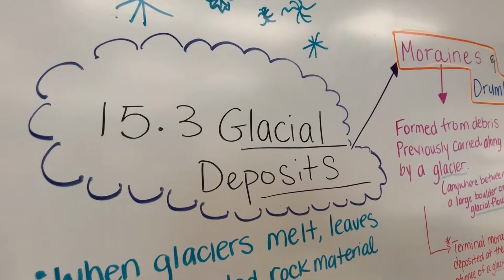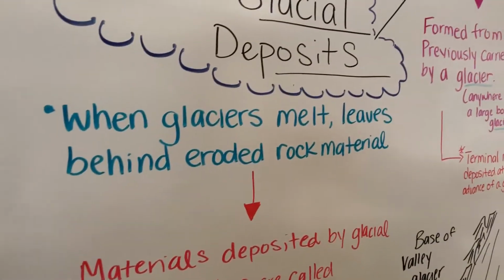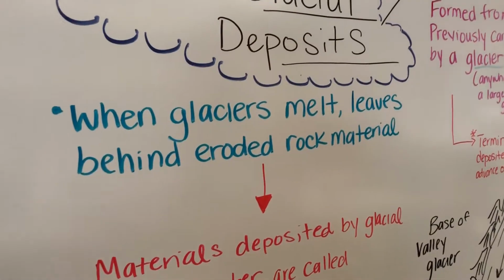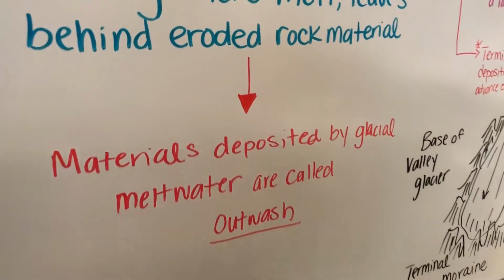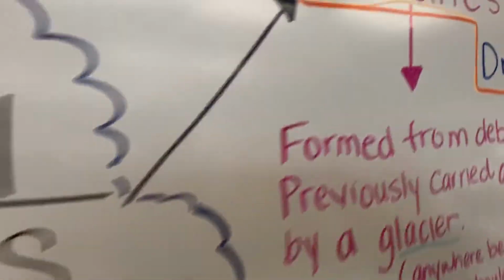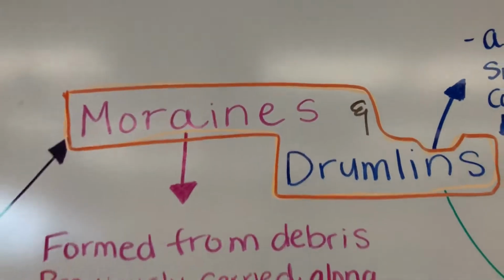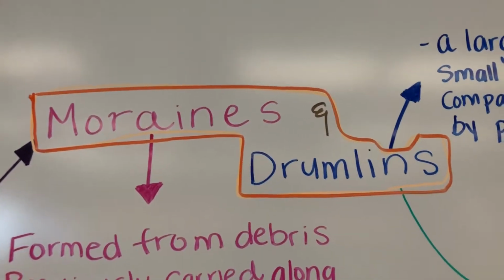Chapter 15.3 is on glacial deposits. That is when glaciers melt and leave behind eroded rock material, and any materials deposited by glacial meltwater are called outwash. Which brings us to our very first kind of glacial deposits. These are moraines and drumlins.